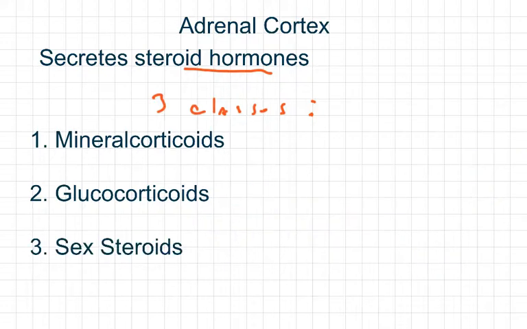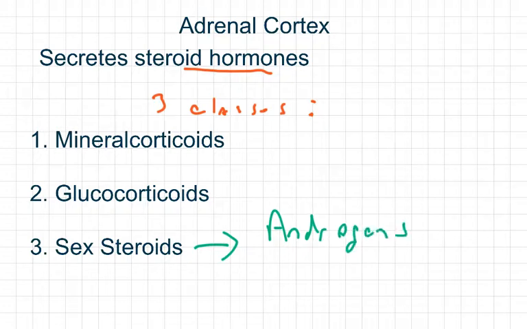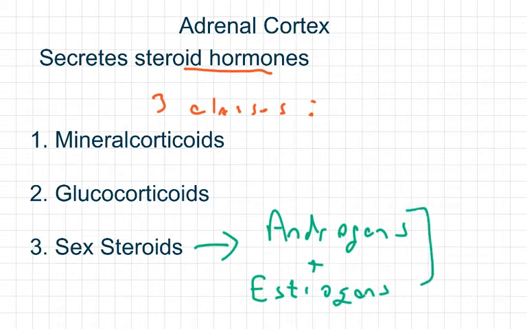And so the final class of steroid hormones that we're going to mention are the sex steroids. And these are androgens and estrogens. And these are primarily responsible for supporting prepubescent growth.